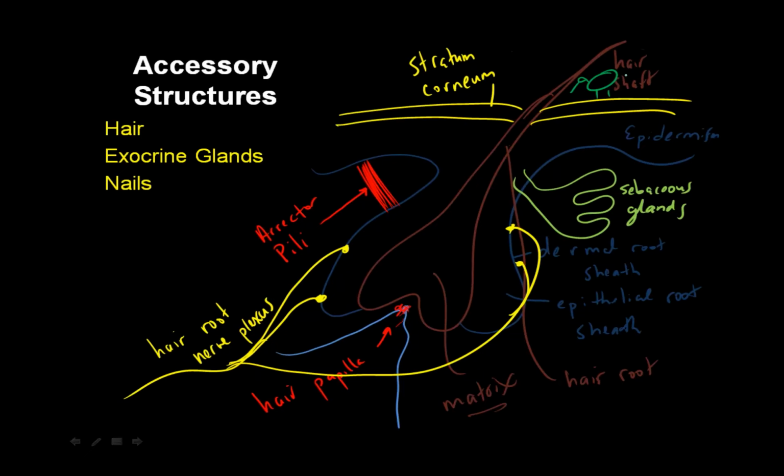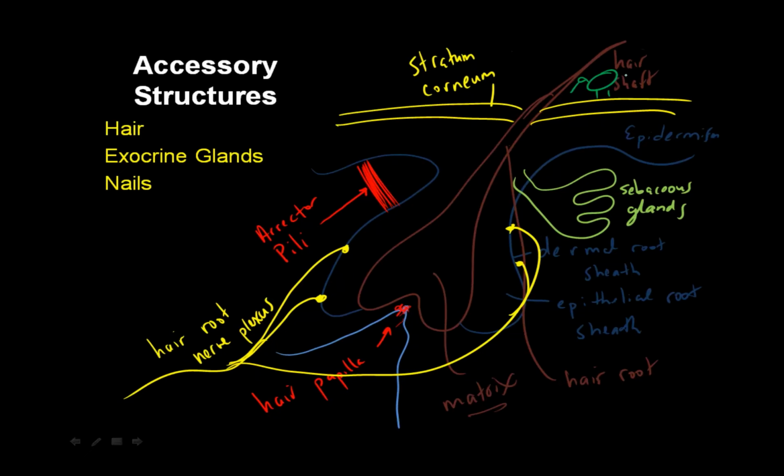Okay. Now the matrix. The matrix itself is an area in the hair root where active cell division called mitosis is taking place. And this is where the actual hair cells are being produced. The new hair is being produced in the matrix. And so we need a lot of blood vessels there or nutrients brought in for this process.